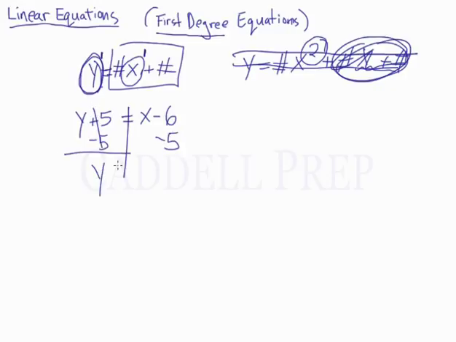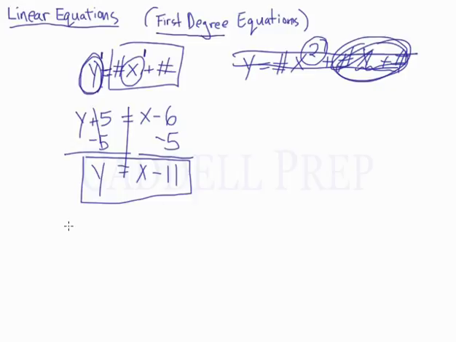So we're left with y on this side. And now on this side, when I subtract 5, I'm going to subtract it from this negative 6. Okay, we're going to combine like terms. So the number goes with the number. So we still have x. Now we have negative 6 minus 5. That's negative 11. So this would be our final answer, the equation y equals x minus 11.